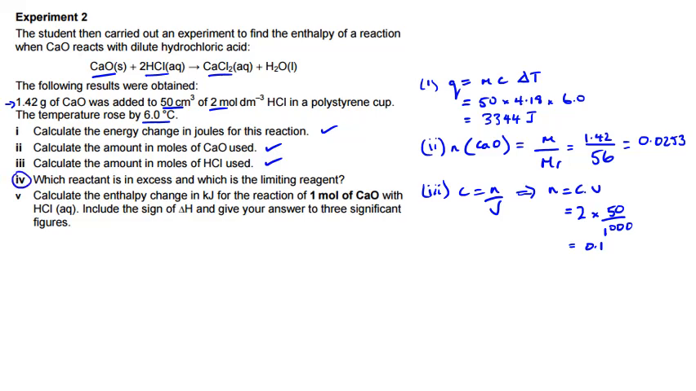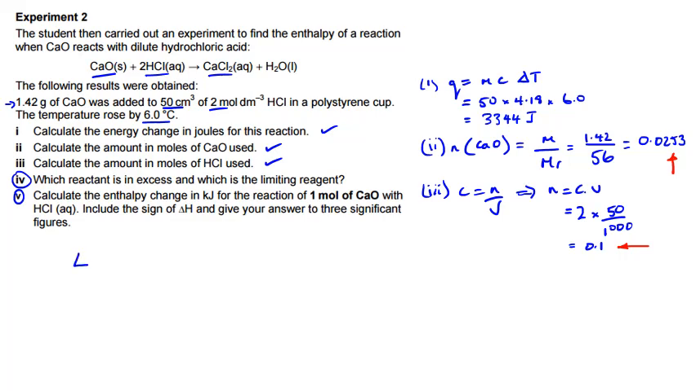Moving on to part 4, which reactant is in excess. So in the same way, our hydrochloric acid is in excess because we have 0.1 moles of it, whereas we only have 0.0253 moles of calcium oxide. So that's the answer to part 4. And quickly part 5, calculate the enthalpy change in kilojoules.